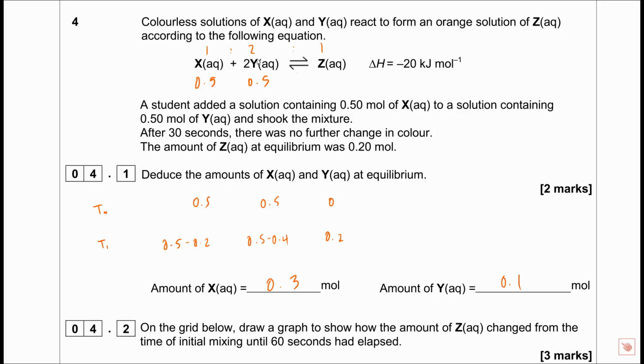Let me do that once more. The ratio of Y to Z is 2 to 1. Because 0.2 moles of Z were produced, that must equate to the ratio. Because it's double, 1 to 2, we must have found that 0.4, which is just 0.2 times 2, 0.4 of Y had reacted. Because there was initially 0.5, we end up with 0.1 left.